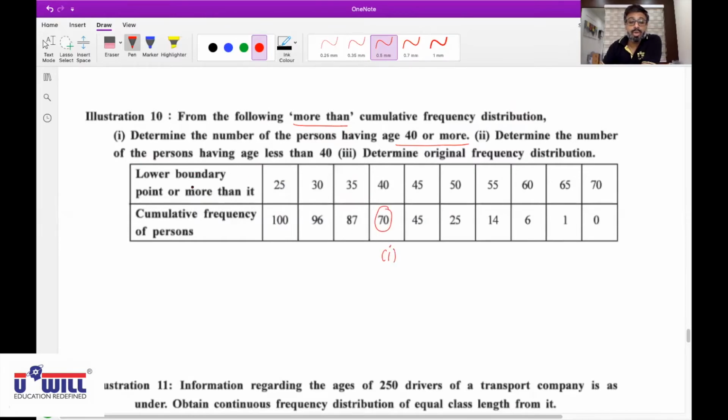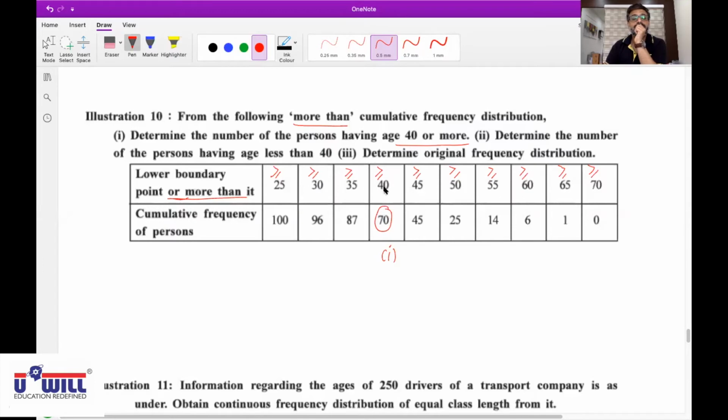Because lower boundary point or more than means it is more than or equal to 25, more than or equal to 30, more than or equal to 35, more than or equal to 40. So how many have 40 or more? 70 persons have age 40 or more. Then more than or equal to 45, 50, 55, 60, 65 and 70. Very good, Khushi. You can mute yourself. Then Mansi, unmute yourself. Can you answer the second question? Determine the number of persons having age less than 40.